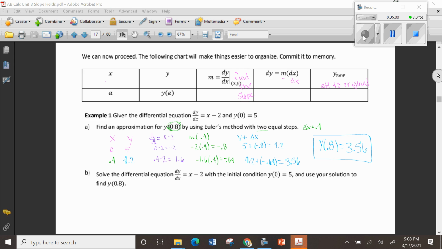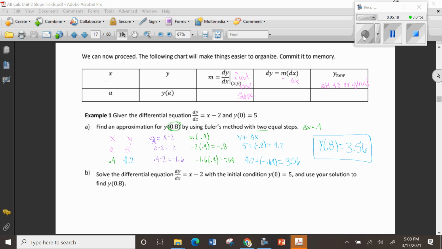So again, let's review that process. The first thing we're going to do is take our starting point x and y. We're going to find the slope. We're going to multiply the slope by our actual change in x. And we're going to add that change to our starting y value to get our new y value.